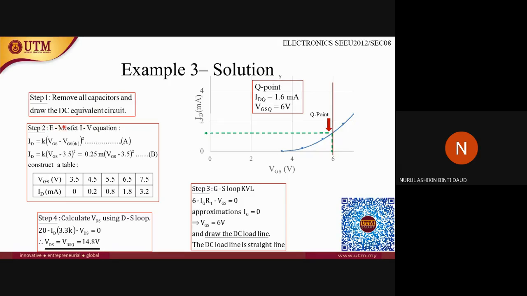And then step 2, what we need to do is find the values because we need to draw the transfer curves. We need to draw the transfer curves since the K value is given, okay. So we can vary some values of VGS, and we can find the value of ID.